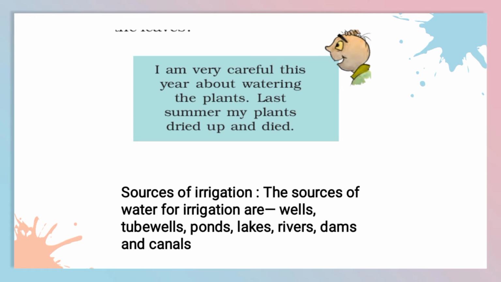So what are the sources of irrigation? That means where can you take this water from? You can take water from wells, tube wells, ponds, lakes, rivers, dams and canals. These are called sources of irrigation.